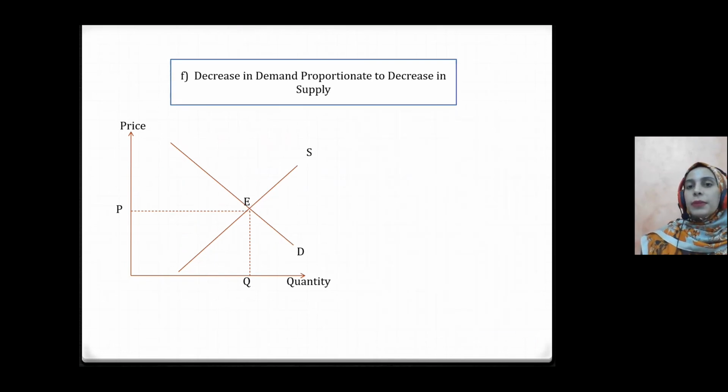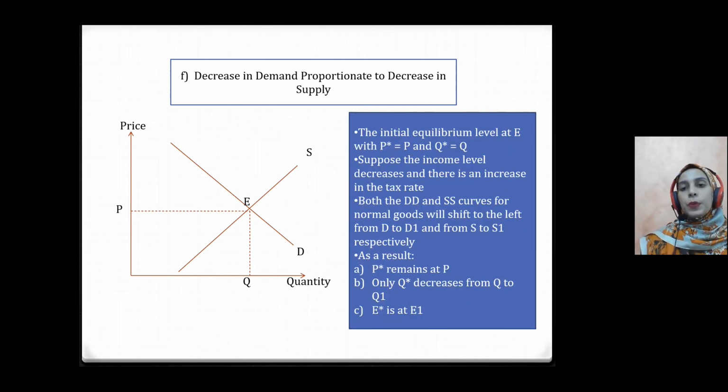So this is decrease in demand proportionate to decrease in supply. Suppose the income decreases and there is increase in tax rate. So income level is the determinant of demand. So when income decreases, the demand for normal good will decrease. The demand curve shift to the left.